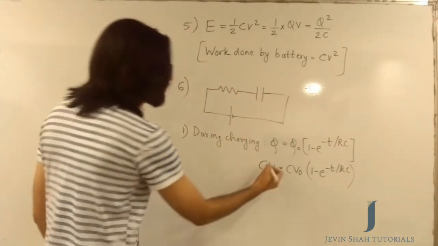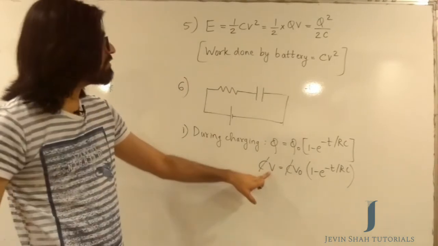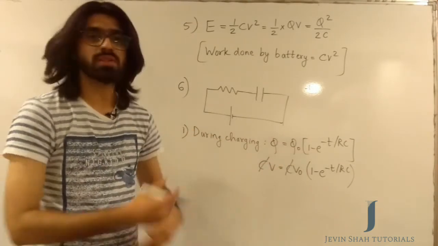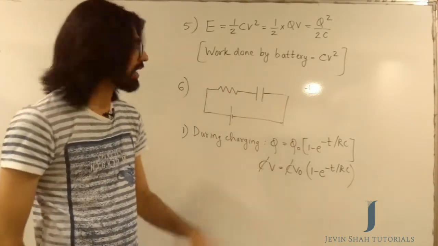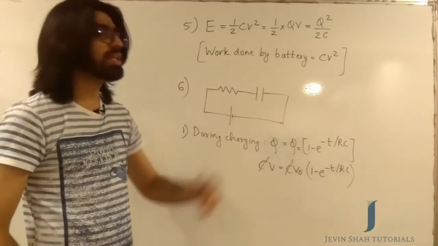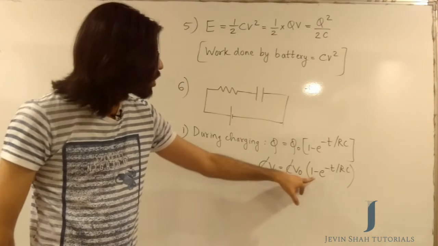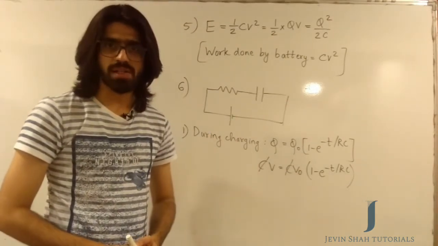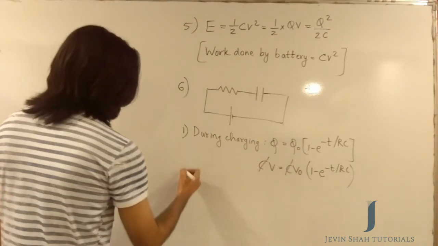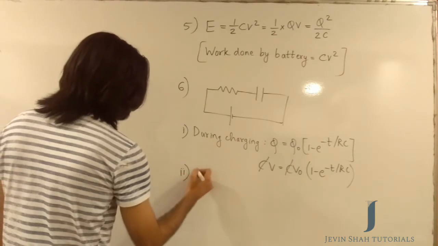You can cancel off that C and claim that V will also follow the same trend, the same formula. The potential difference across the plates of the capacitor at any time t will be V naught into 1 minus e power minus t by RC. What about the time when the capacitor is getting discharged?